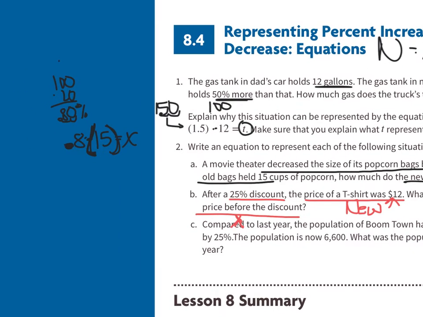So 100 minus 25% is 75%. Move it over twice, it's 0.75. We don't know the original price. So 0.75 times x equals the new price, $12. Okay? Now it doesn't matter if 0.75x comes first and equals 12 comes second. It doesn't really matter. You can do it either way you want.